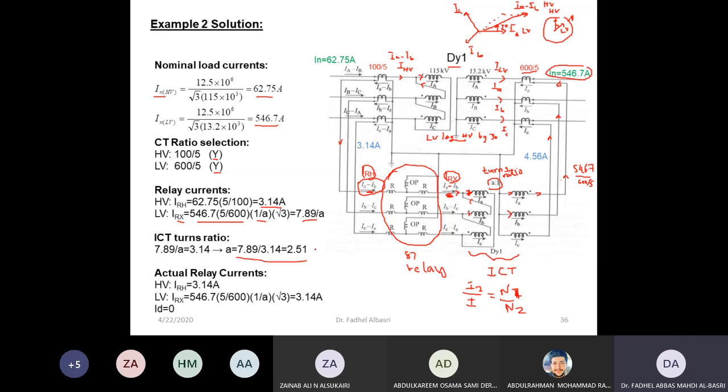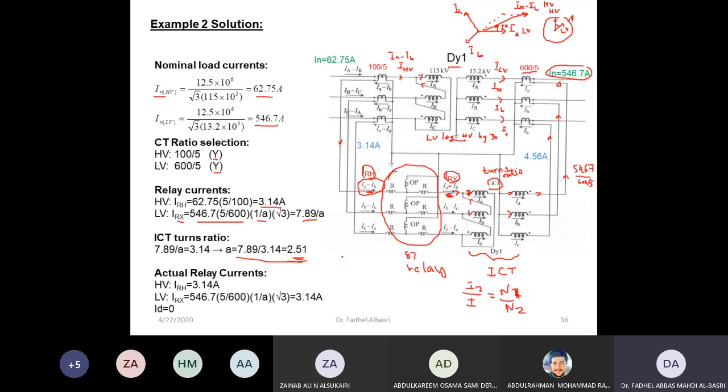Now, what is the actual current? Sometimes you don't find exactly this ratio; you will find something close. You have 1 to 1, 1 to 1.1, 1 to 1.2, 1 to 1.3, so you can't choose 2.51. Either you choose 2.5 or 2.6. You choose the closest available ratio for the interposing CT. Now suppose I have this ratio available.